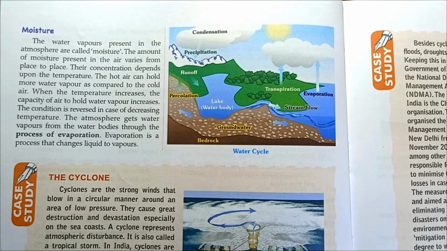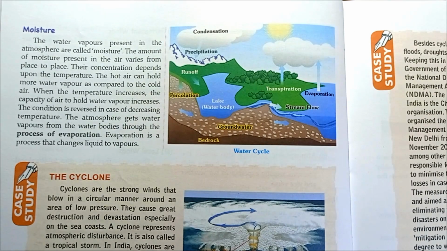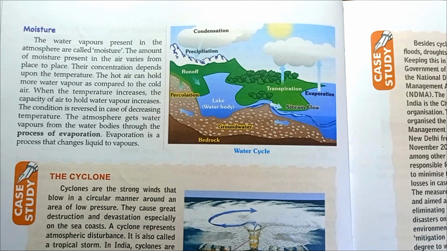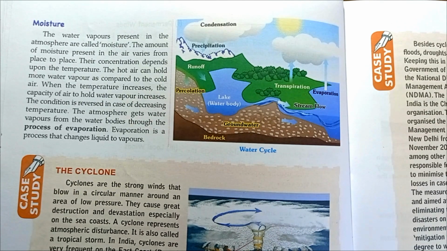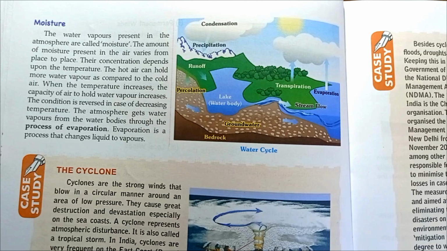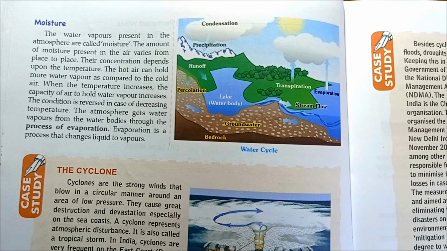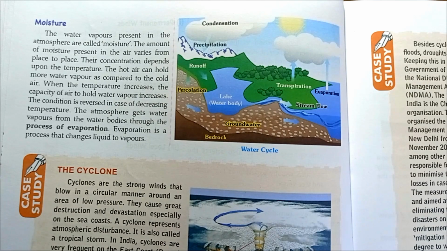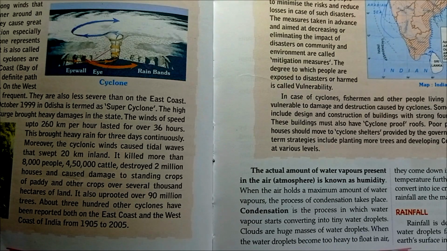Next is our moisture. The water vapors present in the atmosphere are called moisture. Moisture is the presence of a liquid, especially water, often in trace amounts. The amount of moisture present in the air is not the same in all places. It varies from place to place. Hot air can hold more water vapor as compared to cold air. What is humidity? The actual amount of water vapors present in the air is known as humidity.